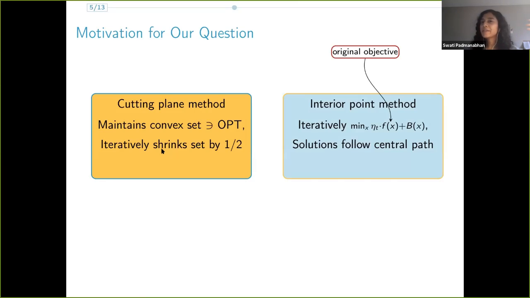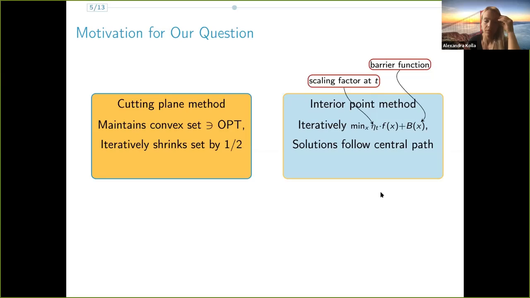In contrast, interior point methods work in a slightly different way. Suppose you want to minimize this function f subject to some constraints. You encode those constraints in the form of this barrier function and have this scaling factor that shifts the emphasis between minimizing the problem f and actually staying inside your constraint set.